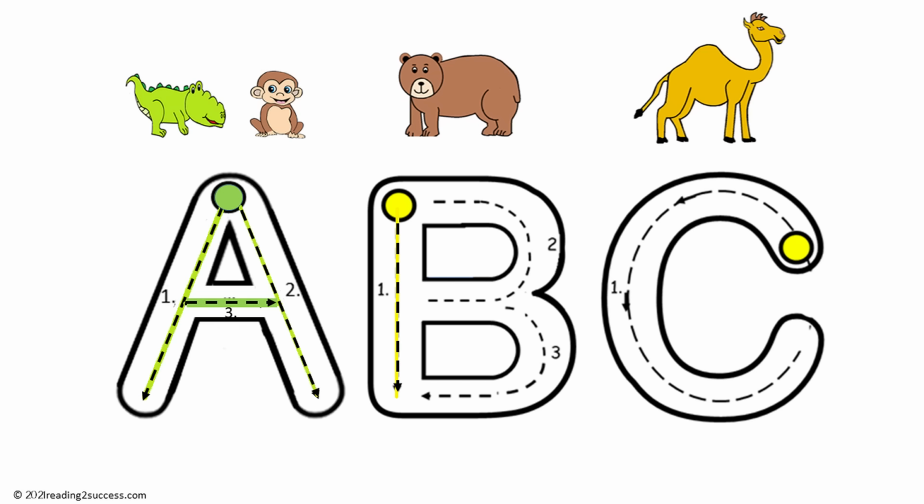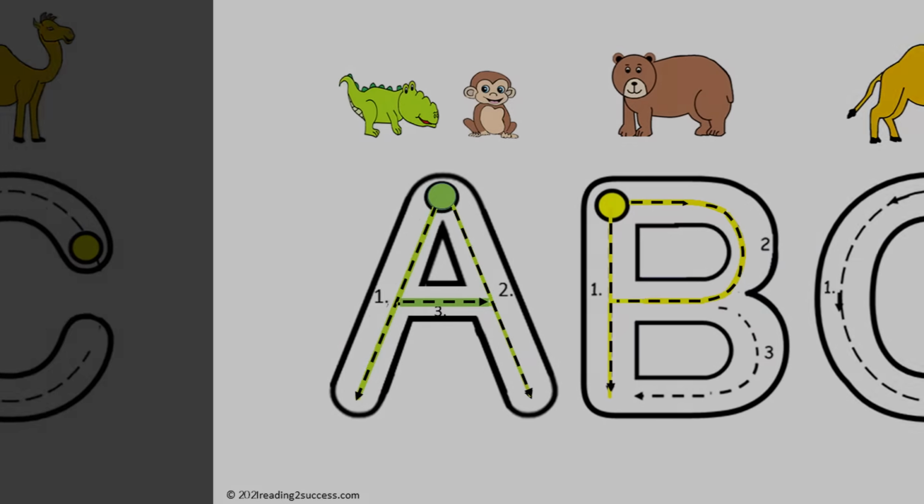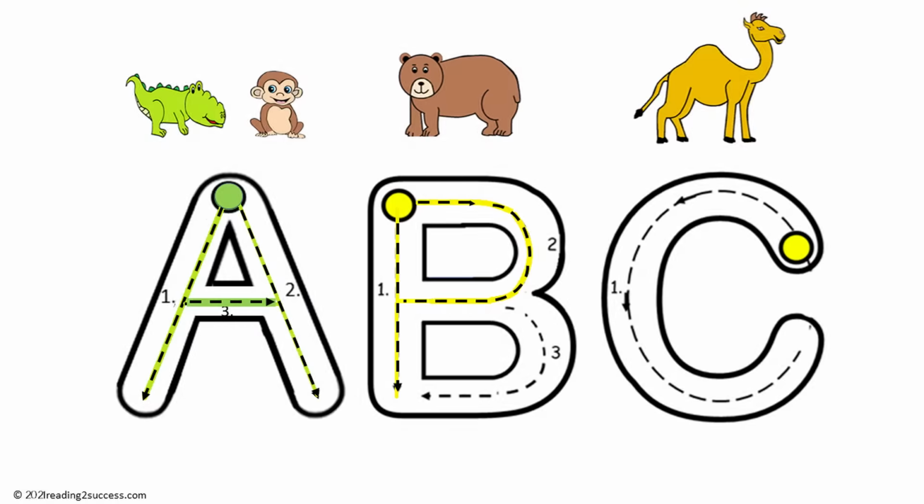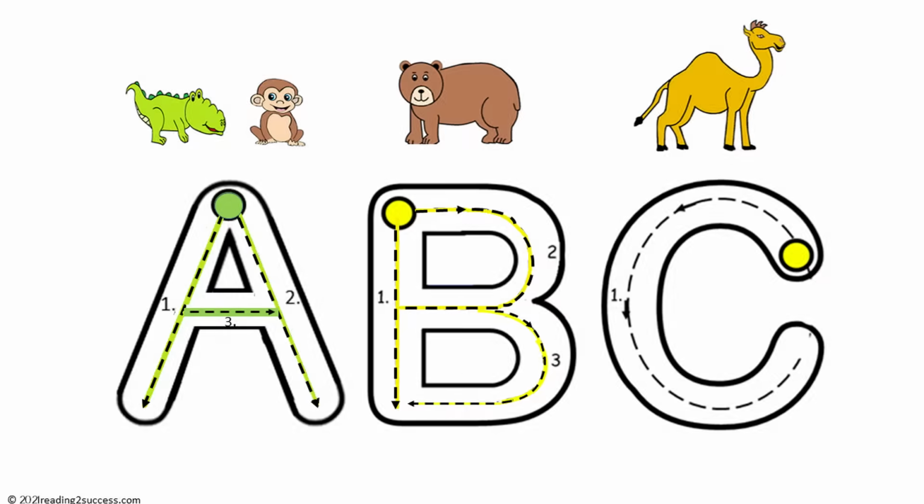Now have kids trace the letter B. Start at the top, the yellow circle, and trace down the dotted line next to the number 1. Next, have kids go back to the top to the yellow circle and trace the dotted curve next to the number 2. Then have kids trace the dotted curve next to the number 3. And to make the letter C, once again, have them start at the yellow circle and trace the dotted curve next to the number 1 to the end.